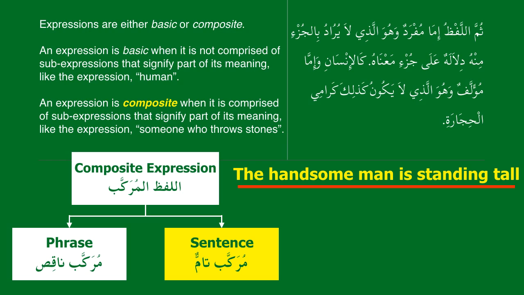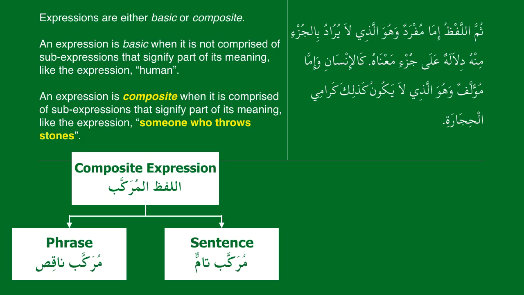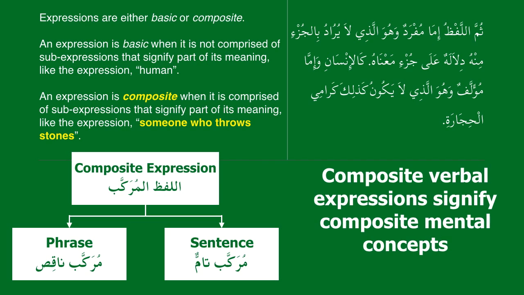So to go back to the author's, our teacher's description, he says an expression is composite when it is comprised of sub-expressions that signify part of its meaning, and he gives the example of someone who throws stones. This is a composite expression. This is a phrase. It's not a sentence. But we saw there's two kinds of composite expressions, phrases and sentences. Now again, what we want to emphasize here is that this division of expressions into phrases and sentences, the author is talking about verbal expressions, the composition of verbal expressions.